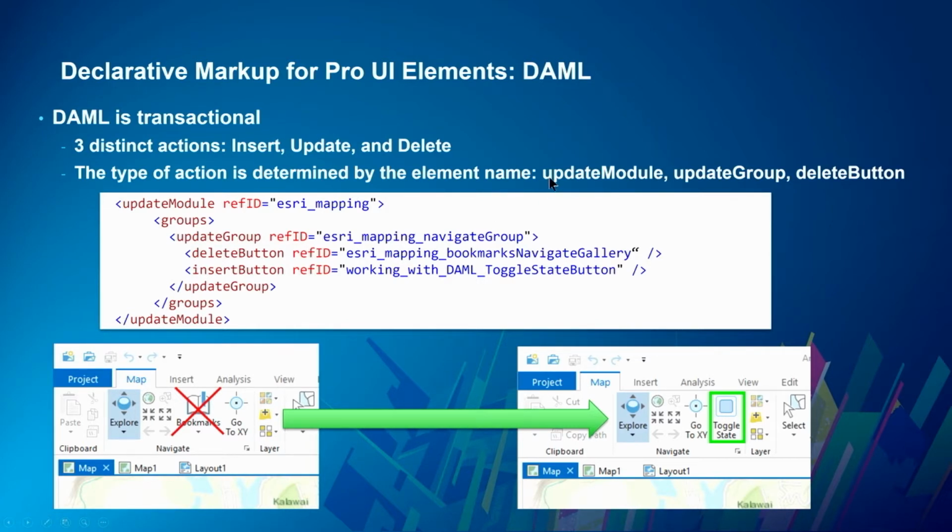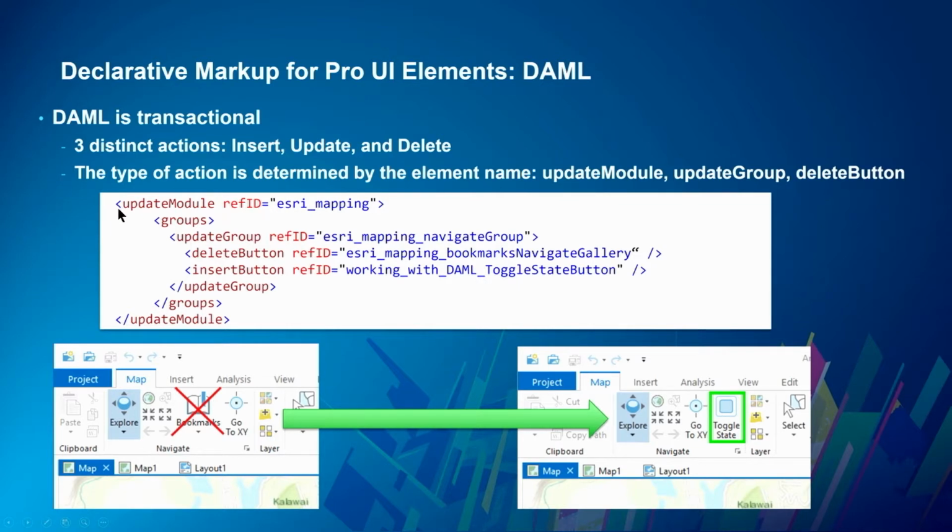The type of the action itself is determined by the element name in your DAML. So you would have update module if you want to change any kind of module. You have update group if you want to update a specific group of buttons. You have delete button if you want to delete a button. So below is a little code snippet. Again, I'm using the Esri mapping extension that I reference here.